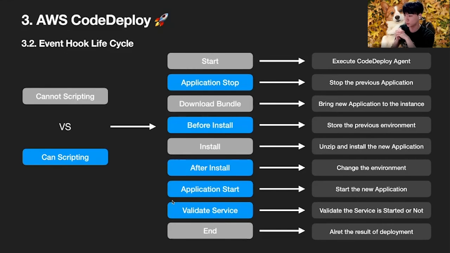So, is the service starting or not? That's kind of the end of it. So this is the process of the code deploy. You can write the scripts for these blue boxes. However, you can't write any scripts or touch the system of the gray boxes, like the start event hooks or download bundles.